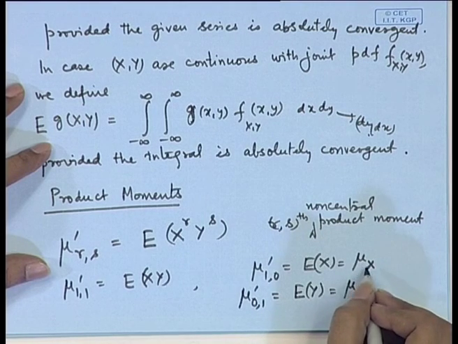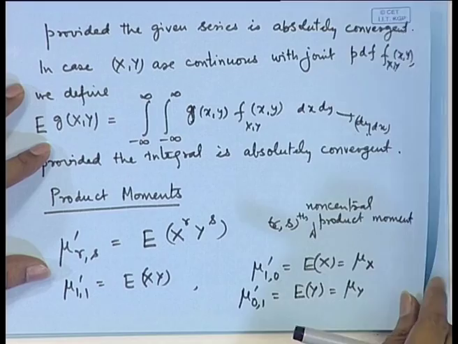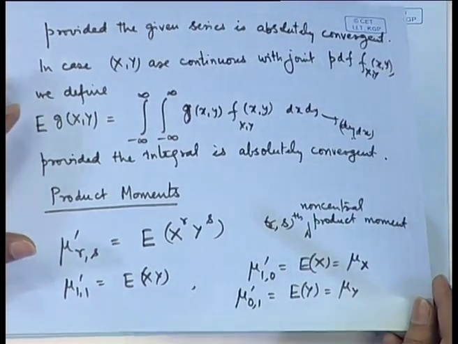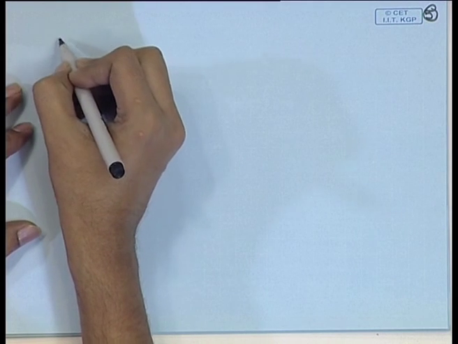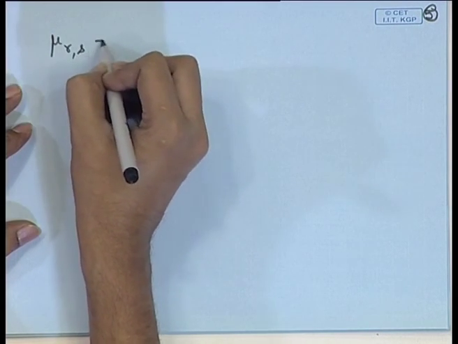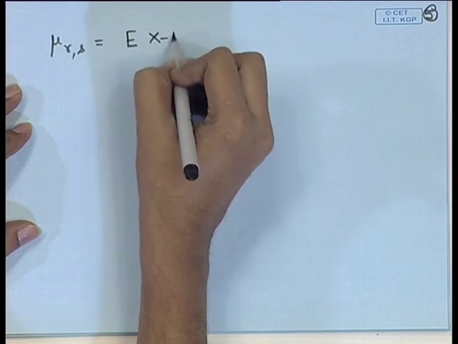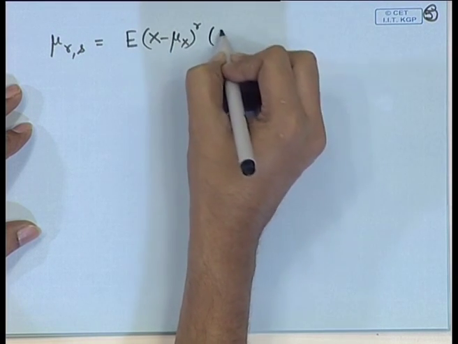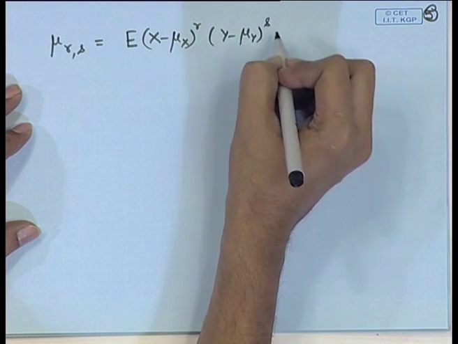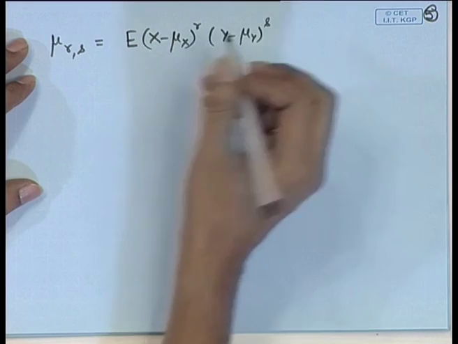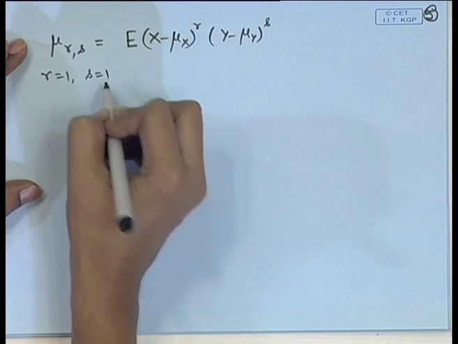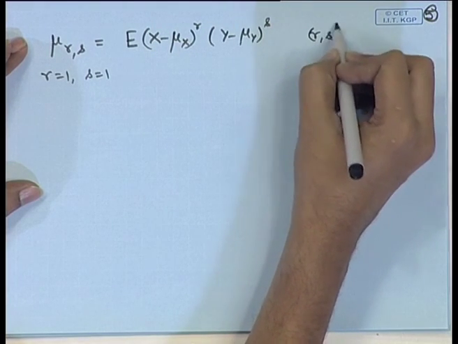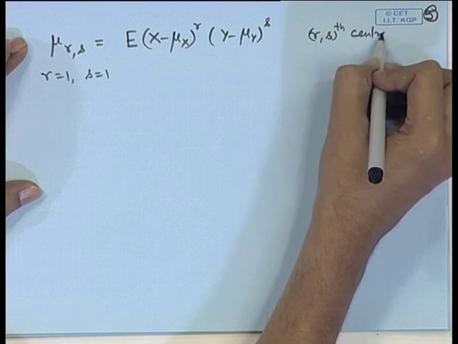Now, using this mu_X and mu_Y, we can define product moments which are central. So, we can talk about mu_{rs}, that is equal to expectation of (X minus mu_X) to the power r, (Y minus mu_Y) to the power s. This is in general the r-sth central product moment. Now, if we consider the special case r equal to 1, s equal to 1.